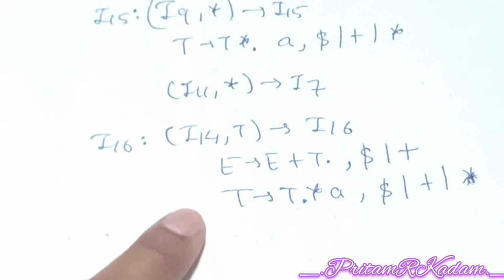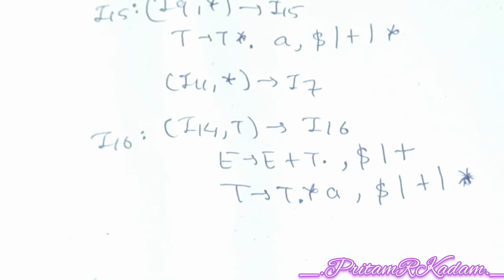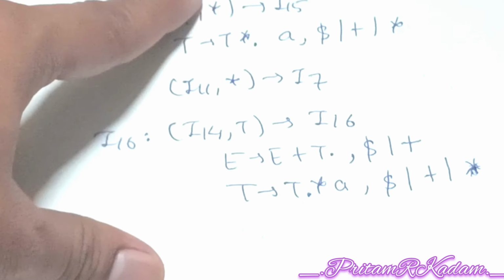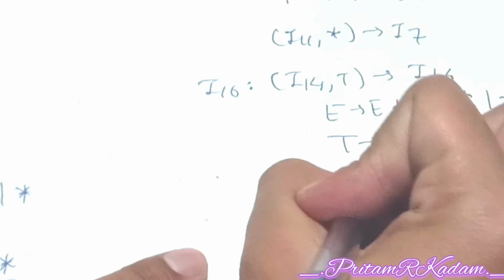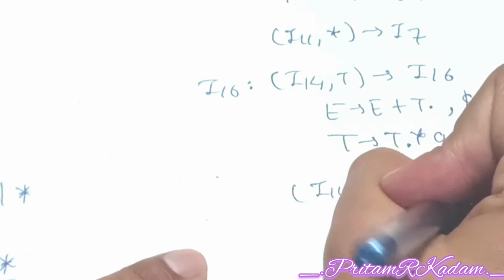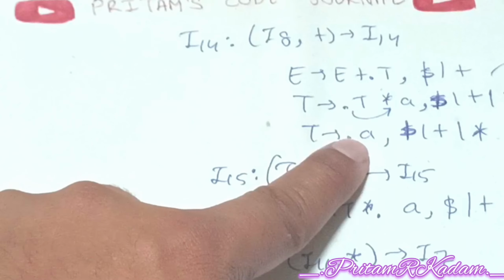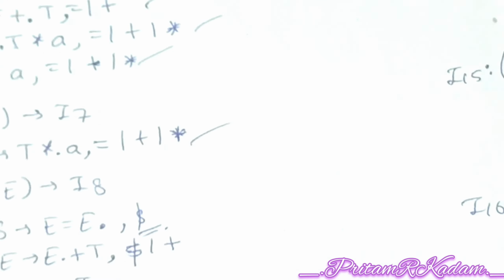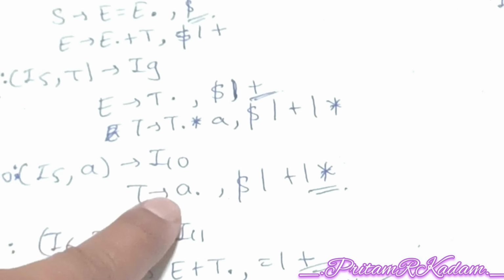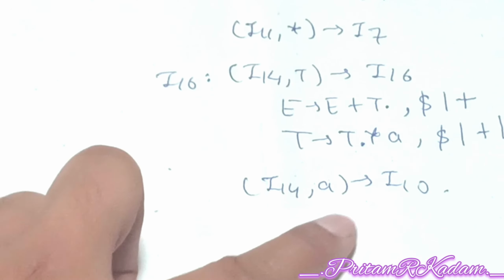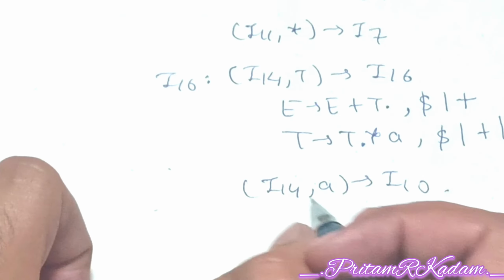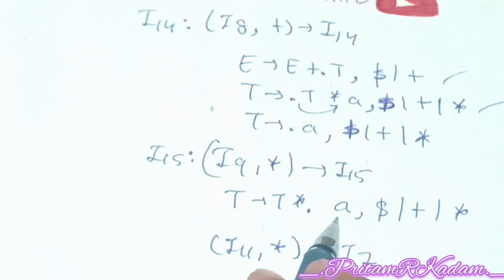Now we will proceed ahead. We will first check for I14 whether it is completed or not, and if it is, then we will proceed to the next state. Those two are completed. Now let us go for I14 on small a, which is exactly as I10 with dollar, plus and star. So I directly wrote it as I14 on small a goes to I10.